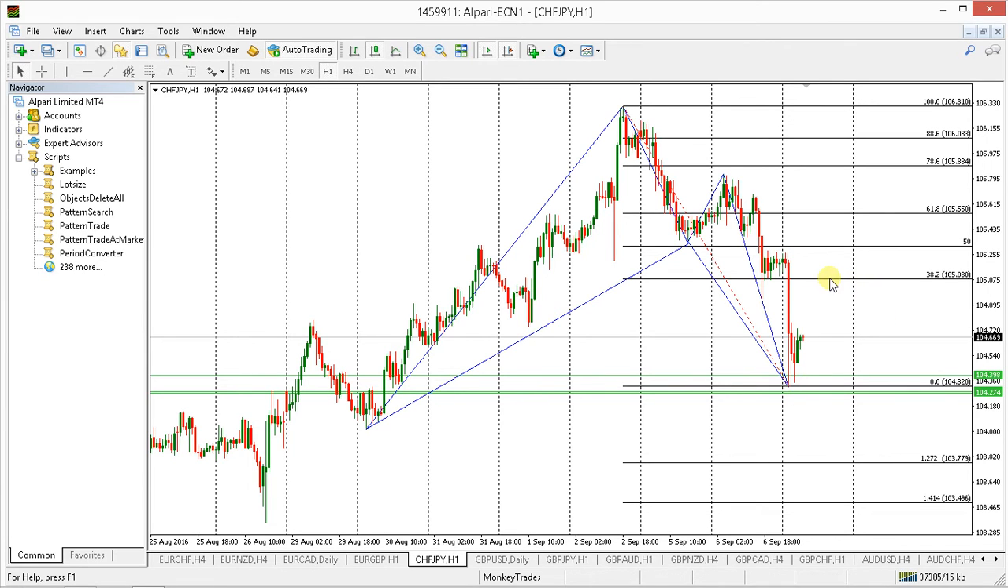So I will not enter this. The pattern is already completed because it hit one line, but I do not enter if the second line is not hit. So you see, sometimes I enter completed patterns, sometimes not. I enter if the second line is complete. And if it touches 32, then I will not have any trade here.